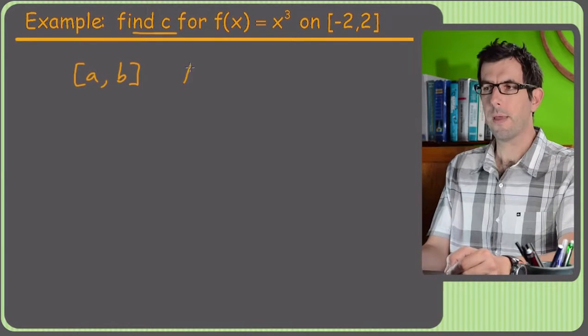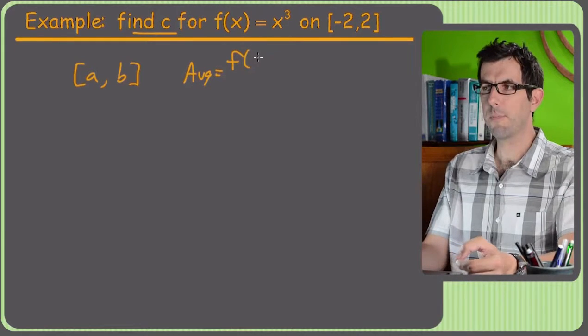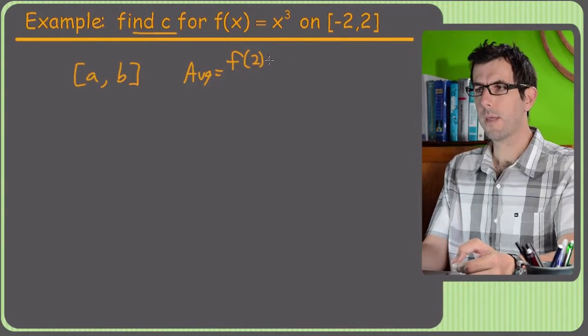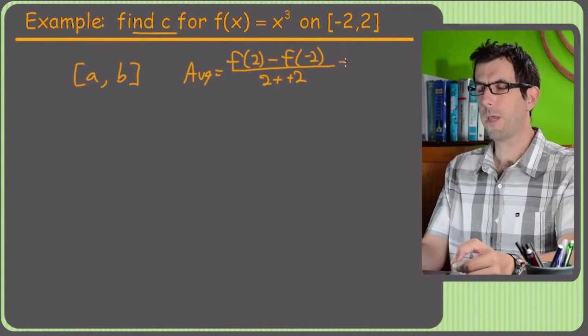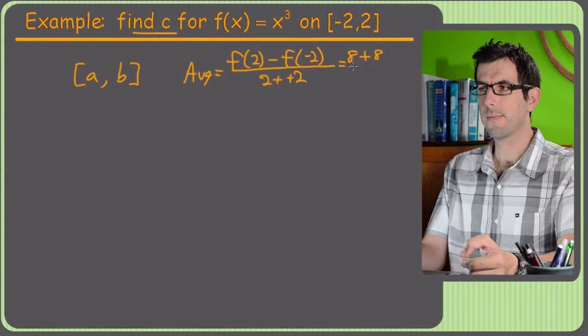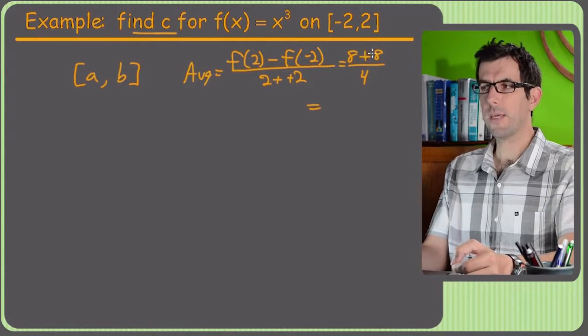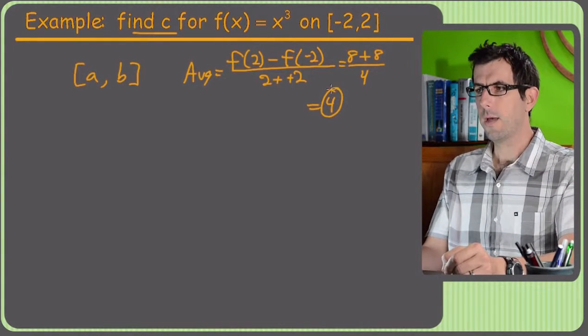So step number 1, the average value. This time I'll just plug in numbers. It's going to be f of B, the second point, so that's f of 2, minus f of A, which is f of -2, all over B minus A, so 2 minus negative 2, which gives us 2 plus 2. f of 2 is 2 cubed, which is 8. And then negative 2 cubed is negative 8, so plus 8, because the negatives cancel. And 2 plus 2 is 4. So the average value is 16 over 4, which is, once again, 4. That's kind of silly. All right, let's check it out.